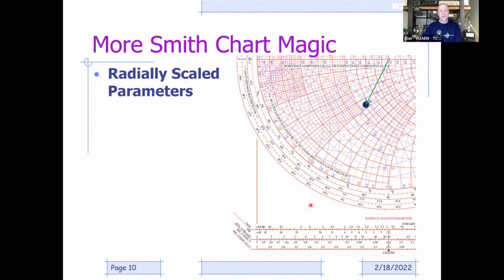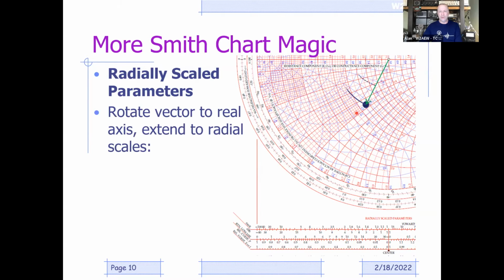So the way we read these radially scaled parameters is we take, basically use a compass or something like that, and take this point and rotate it up, equidistant from the center, until we hit the prime axis. Once we hit that prime axis, then we can extend that line straight down. And where it crosses these radially scaled parameters, we can read off various things. For example, that top line is SWR. See, it says SWR right here. And we can read off that we're seeing about a 2.3 to 1 SWR.